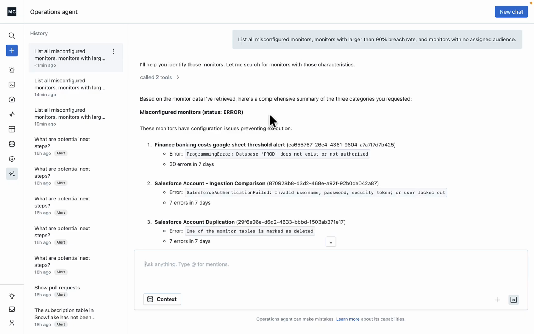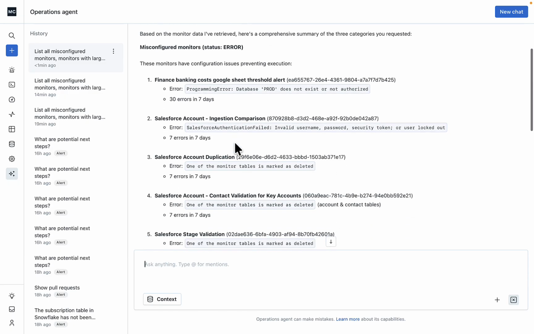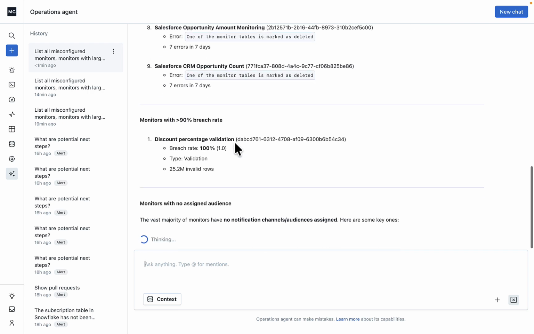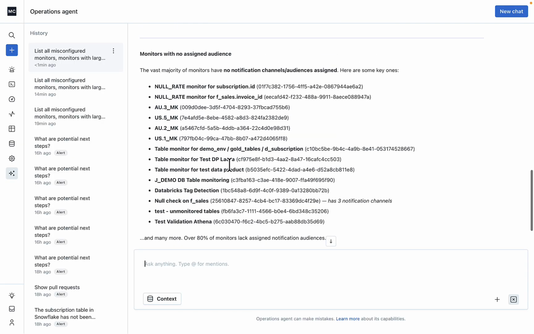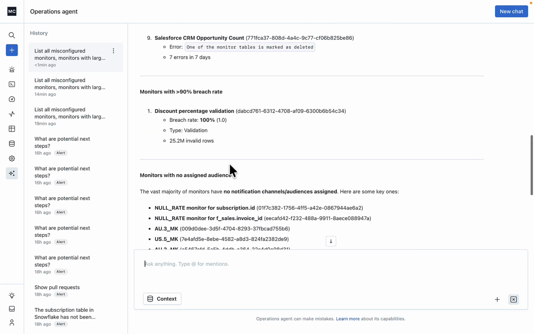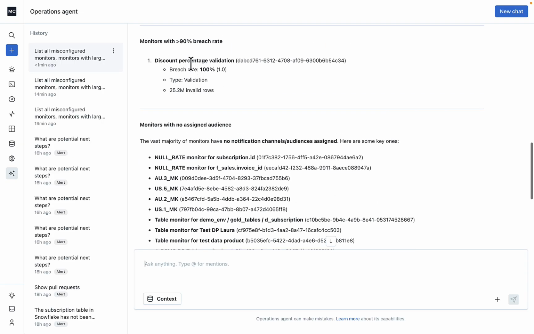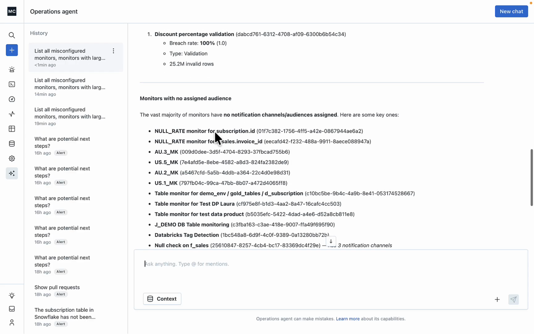In this case, we can see that we have a few monitors here that are misconfigured. We can see that we have one monitor here with an over 90% breach rate, and here are our monitors with no assigned audiences. So in this case, the monitor with a 90% breach rate, we have one monitor that's accountable for 5% of our overall alerts every single day. So this is a monitor that is not helpful and is just contributing to fatigue. These monitors are monitors that have intent, they're looking for issues, but no one is being proactively notified.